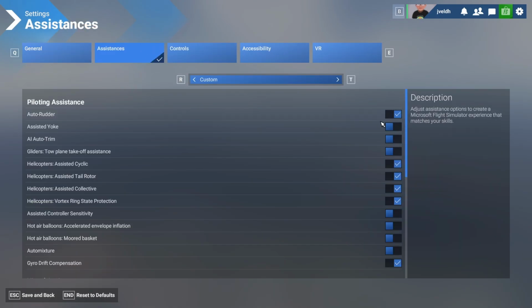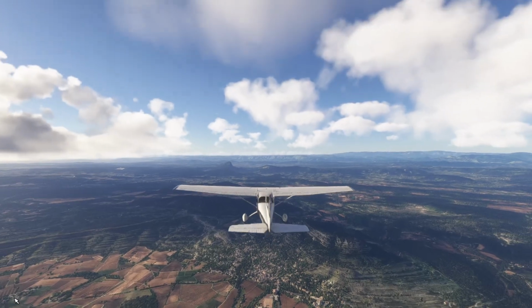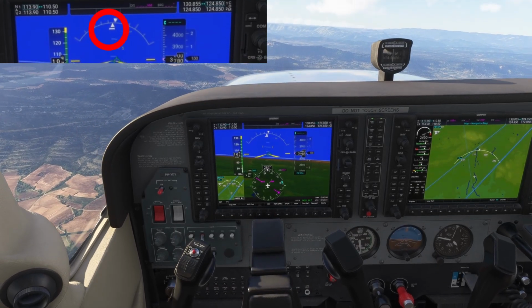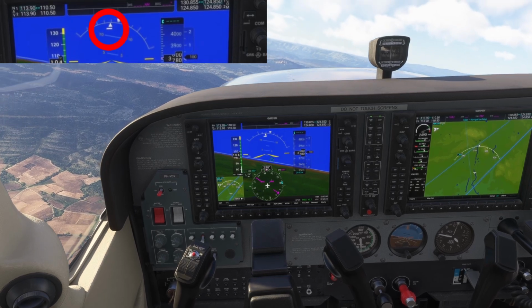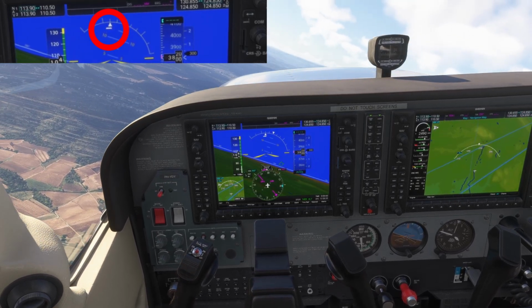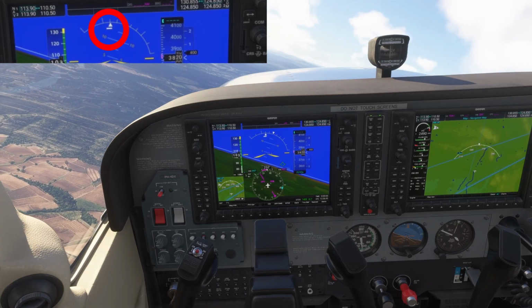Now if you switch off the rudder assistance, then something else will happen. This option can be found in the assistance options, or in the piloting assistance options, and you saw the auto rudder, I switched it off. So let's have a look at what happens now. If you look now at the skid indicator, you can see that that bar under that triangle is not centered anymore, unless I apply, of course, some rudder.